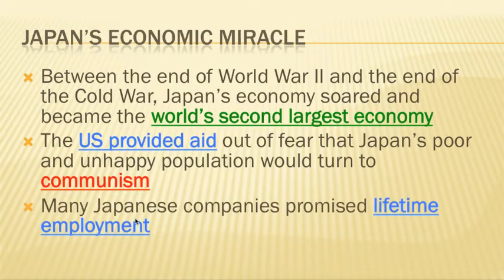Many Japanese companies promise lifetime employment. That's pretty amazing, especially when we live in a country where we're coming out of this recession where a lot of people lost their jobs. This would sound pretty awesome to a lot of workers in just about any country.